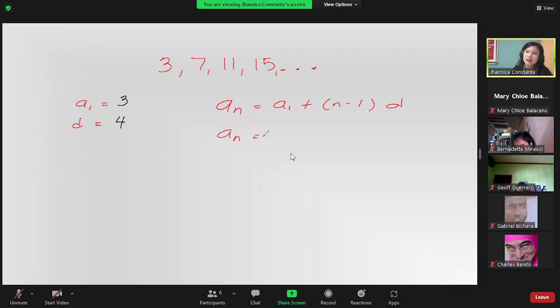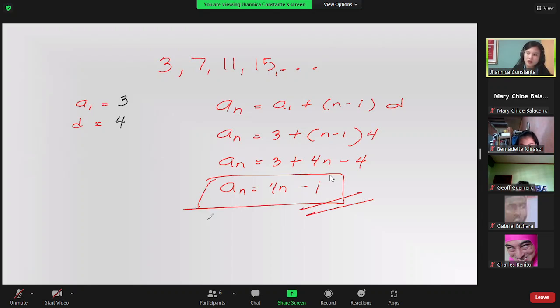So we have an, our first term is 3 plus n minus 1 multiplied by 4. So an is equal to 3 plus 4n minus 4. Combine similar terms in the expression that we have. So the equation of our arithmetic sequence is an equals 4n minus 1. So that is the equation of our arithmetic sequence.